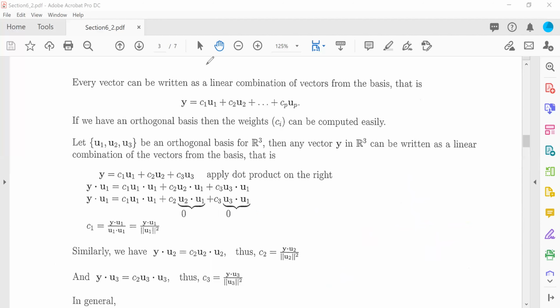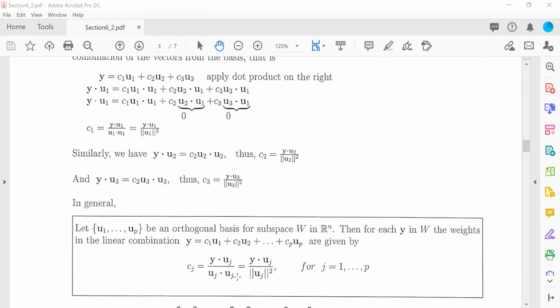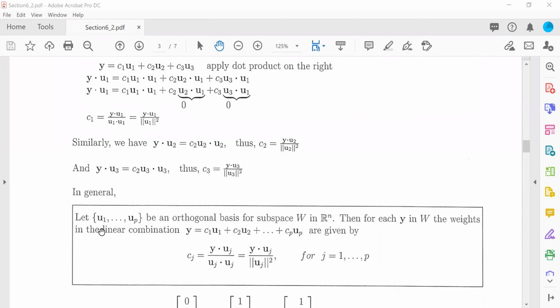Okay, so that's how we compute the weights, and we can do the same process: apply dot product of u2 on the right, and then apply dot product of u3. That's how we compute all the coefficients, c1, c2, and c3. So in general, we have this one right here. If you have an orthogonal basis, then each vector from that subspace is a linear combination of those, where the weights, or the scalars, are equal to what we just computed, c1, c2, and c3.